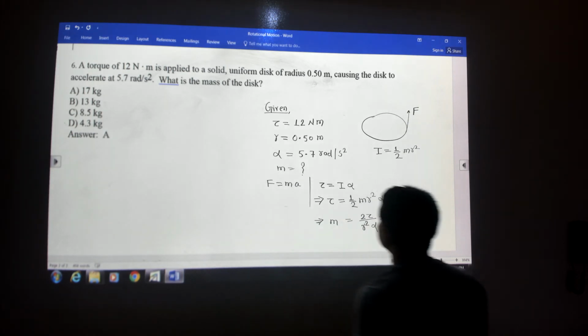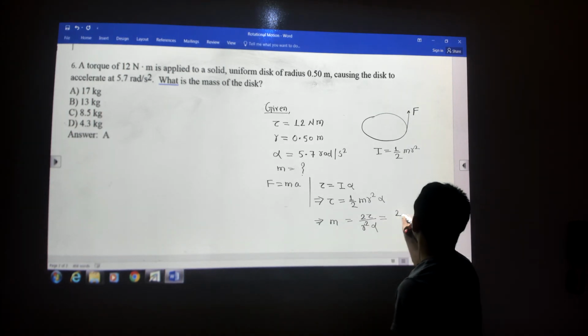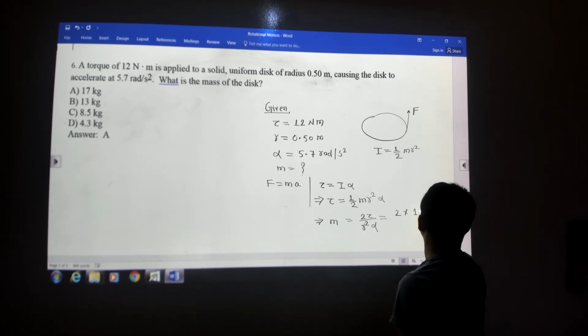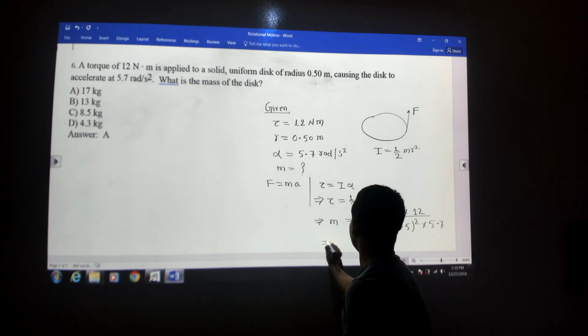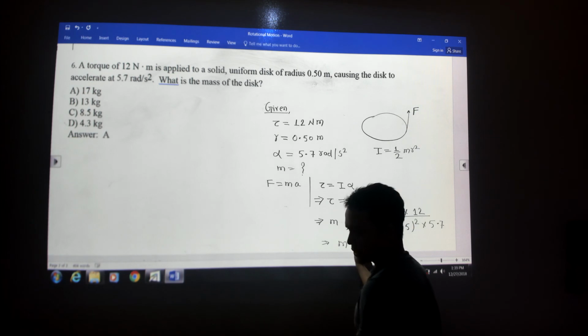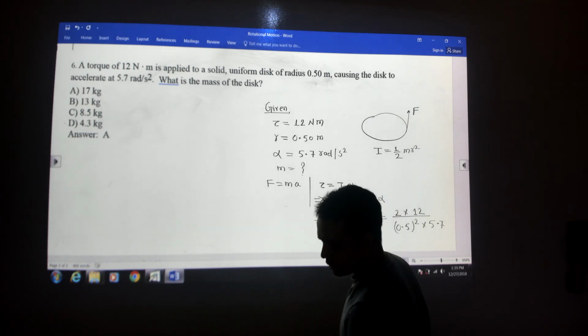Let's plug in all the numbers here. 2, the torque value is 12, radius is 0.5, and the angular acceleration is 5.7. So once you solve this one, the mass you will get is 16.84.